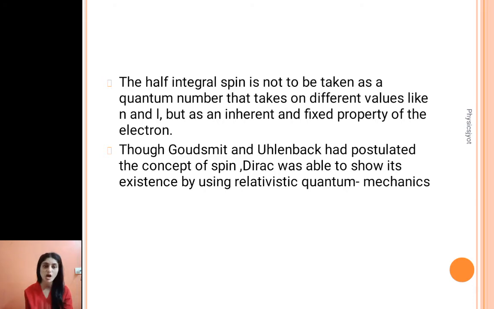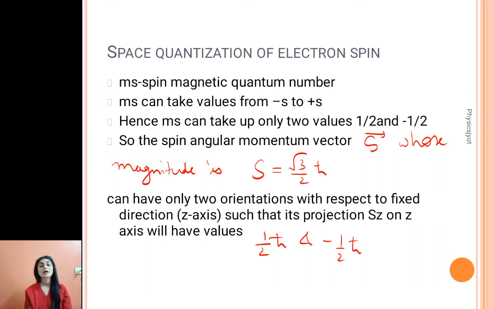So Goudsmit and Uhlenbeck had postulated the concept of spin, and it was Dirac who was able to show its existence with the help of relativistic quantum mechanics. Now we have already studied the space quantization of the electron in terms of its orbital motion. Space quantization means that the magnitude as well as the direction of the angular momentum is fixed in space. When we talk about space quantization of electron spin, the spin angular momentum also has a fixed direction.